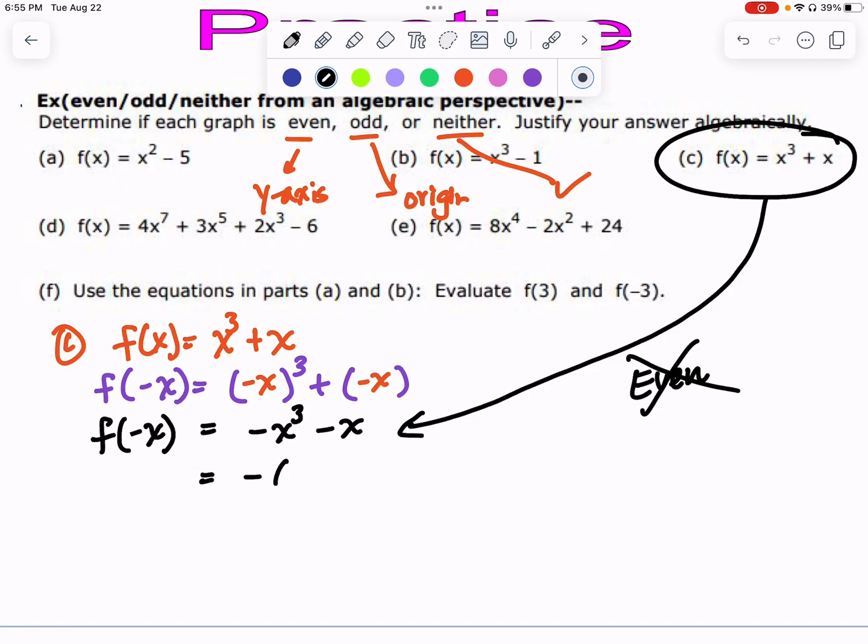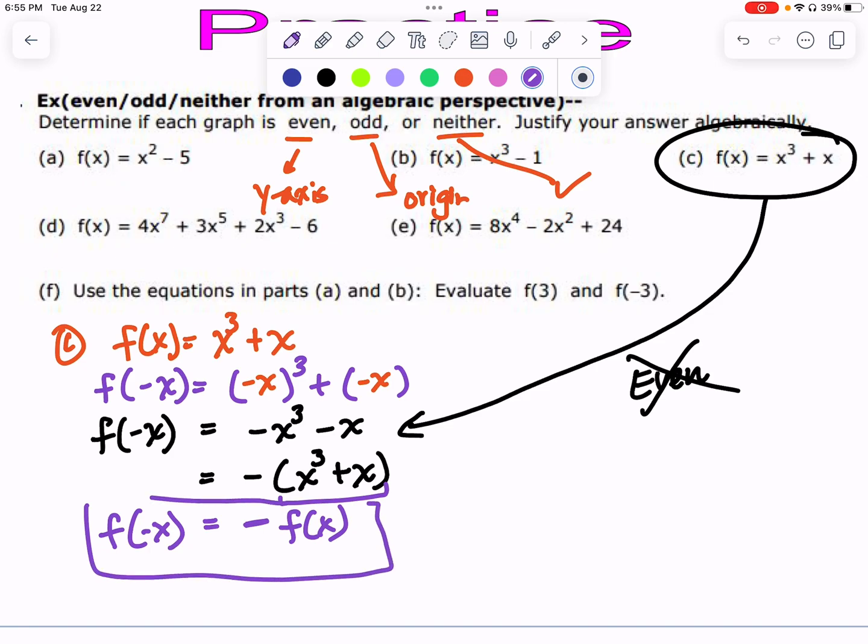Now let me undistribute the negative. I hope you remember what undistributing was. When I do that, notice that what I get is negative of the original function, negative of f(x). And this is the criteria for origin symmetry. Because it does have origin symmetry, I'm going to classify this as an odd function. Hope that makes sense. So those are the 2 examples I have for the even, odd, or neither category.